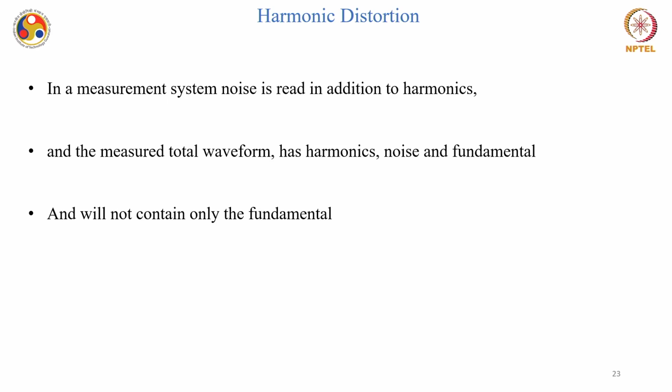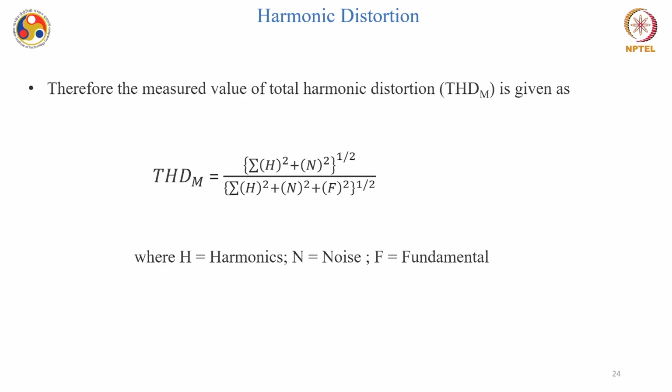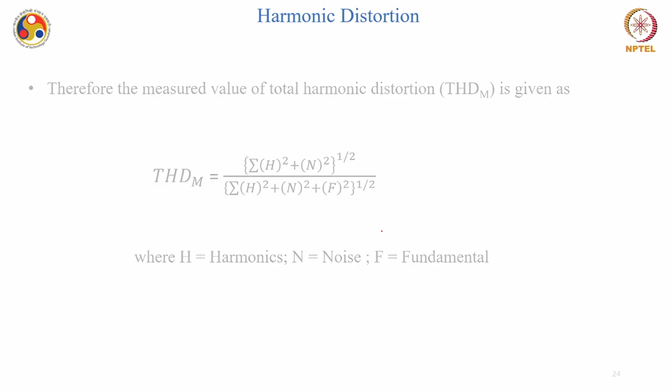So, you may not end up only measuring harmonics, but you may also end up measuring the harmonics plus the noise component. And the measured total waveform has harmonics, noise as well as the fundamental, and will not only contain the fundamental frequency. Therefore, the measured value of the total harmonic distortion is equal to the square root of h squared plus n squared, where n is the noise, divided by the complete signal, which is the square root of h squared plus n squared plus f squared, where f is the fundamental and h is the harmonic. Okay. So, this is the measured total harmonic distortion.